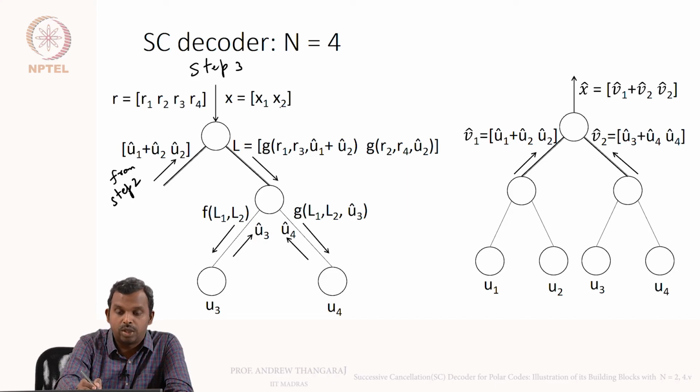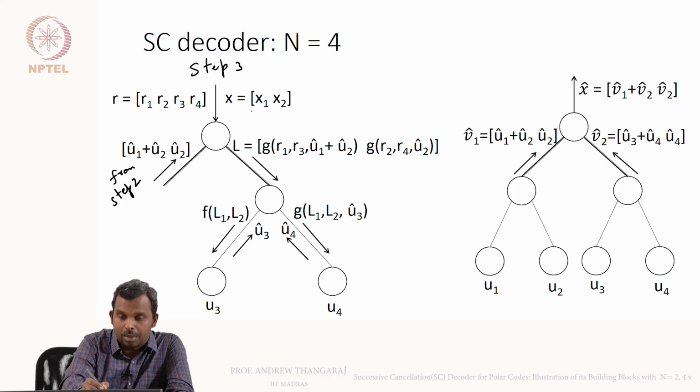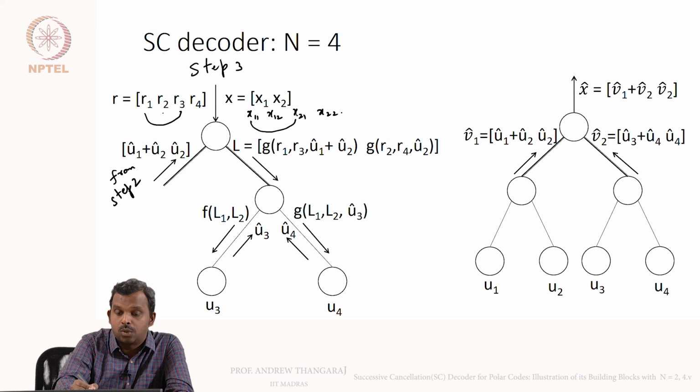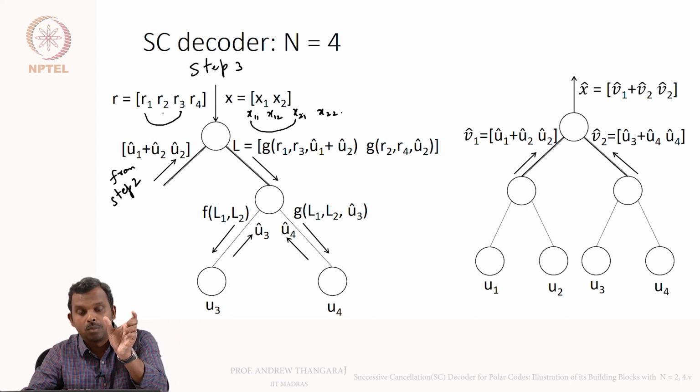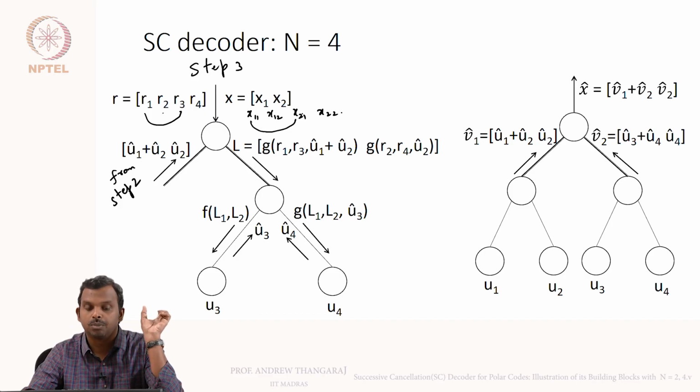So you have x1, x2 here. You look at what happens here. So once again, x11, x12, x21, x22, and then you have r1, r2, r3, r4. You look at r1 and r3 and x11 and x21. If you look at just those 2 bits, they make a repetition code, just like before, and everything depends on the decision u1 hat plus u2 hat.